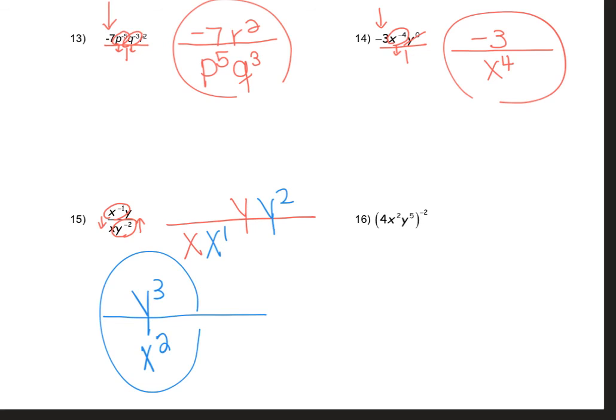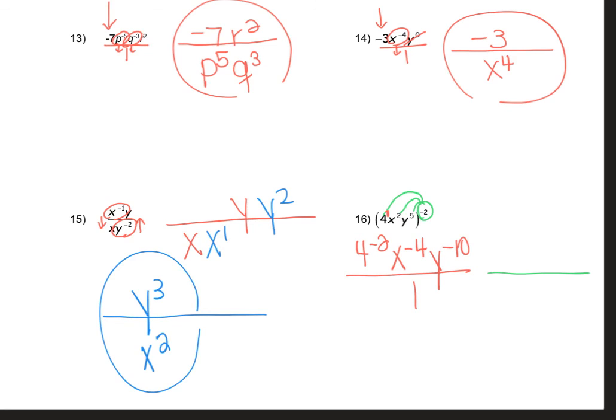All right, for this one I have to remember that this negative 2 means that I'm giving it to everything, even that 4. So I have 4 to the negative second, x to the negative fourth, y to the negative 10th. Because really there's a 1 on that 4, and I'm multiplying the exponents by that negative 2. Now, it looks like everything is unhappy where it is because everything now has a negative exponent on it.